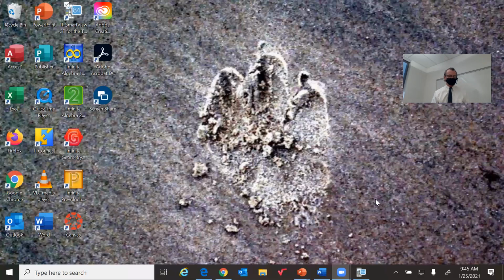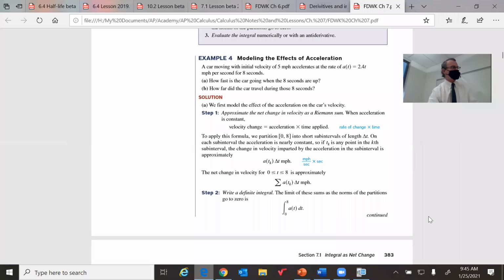Okay, so this is 7-1, the beta lesson. So it's going to pick up right in the textbook. Here's the question, example 4. So we're on page 382 of your book. If you want to bring up your copy of the book, or you can just look up here.